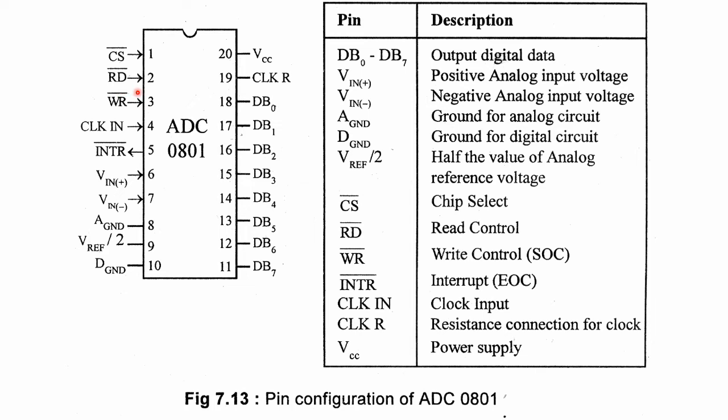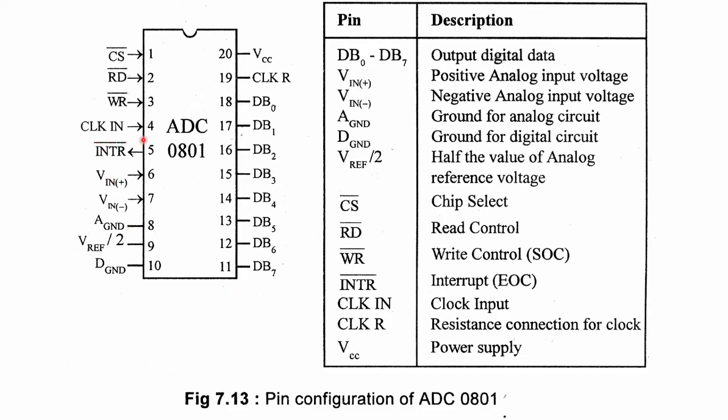RD bar signal is nothing but a read control, and WR bar is the write control. It is also known, in some cases, as the start of conversion signal, because we have to provide a pulse from high to low, and that in turn will command the analog to digital converter to start its conversion from analog value to the digital value.